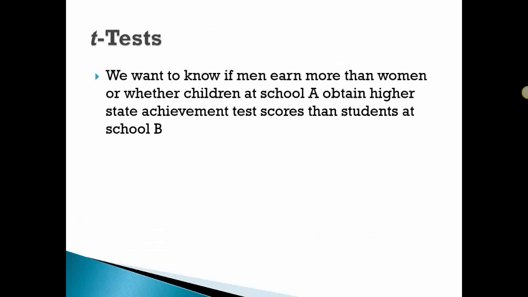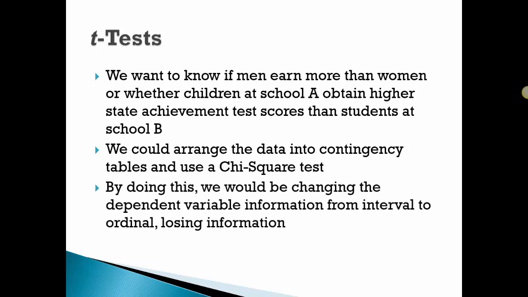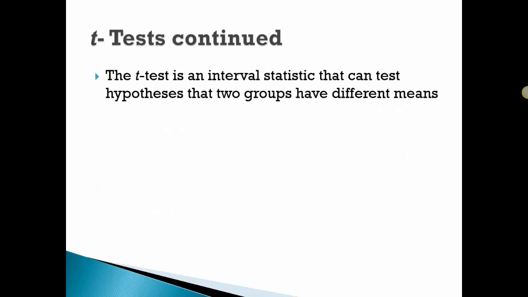So let's say, for example, we want to know if men earn more than women, or whether children at school A obtain higher state achievement test scores than students at school B. We could arrange the data in a contingency table and use the chi-square test. But by doing that, we would be changing the dependent information from interval, numerical data, to ordinal, which means we would be losing information. So we'd prefer to use an interval statistic, in this case the t-statistic, that can test hypotheses that two groups have different means.